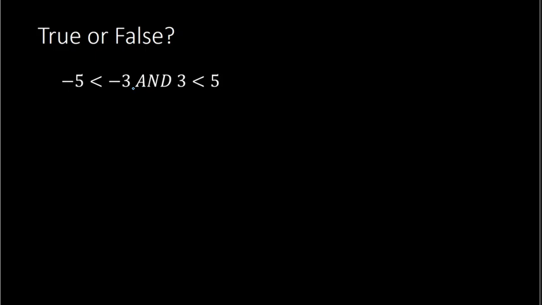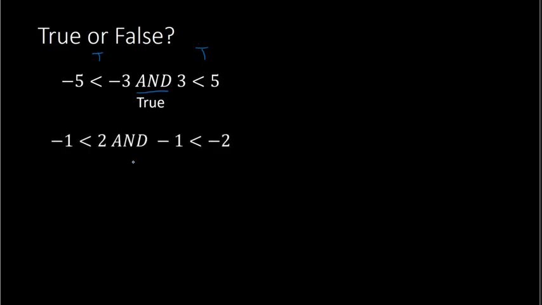Well, to determine this, I check each individual statement and see if we have a true or false statement. So is -5 less than -3? Well, yes, that is true. Now is 3 less than 5? Yes, that is also true. For an and statement, both need to be true, which is what we have, and so that would be a true statement.